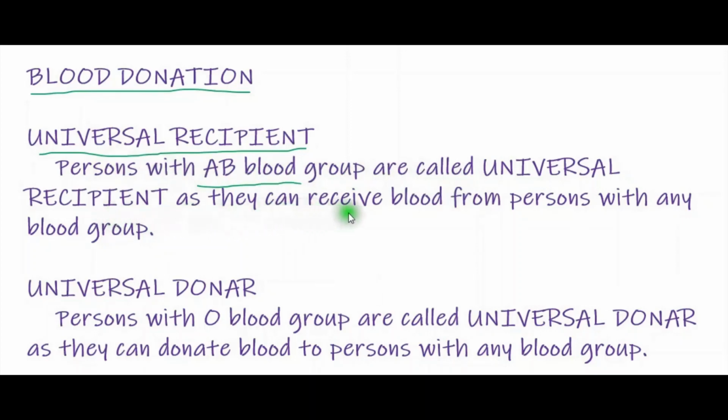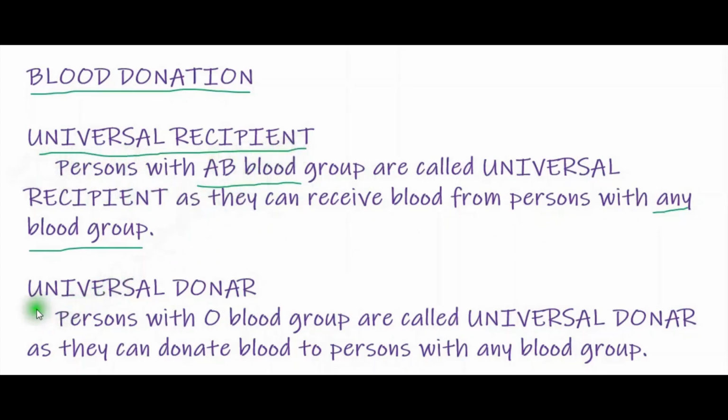Why? They can receive blood from persons with any blood group. So AB blood group persons are called universal recipient. They can receive the blood from all the blood group persons. So they are known as universal recipient.